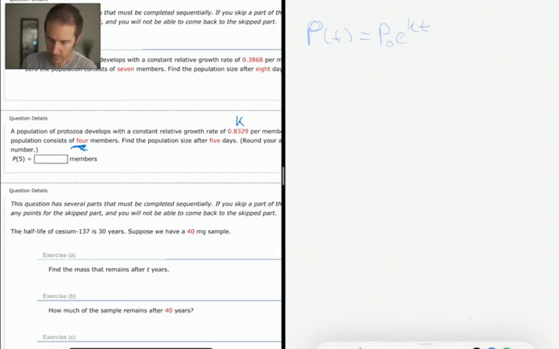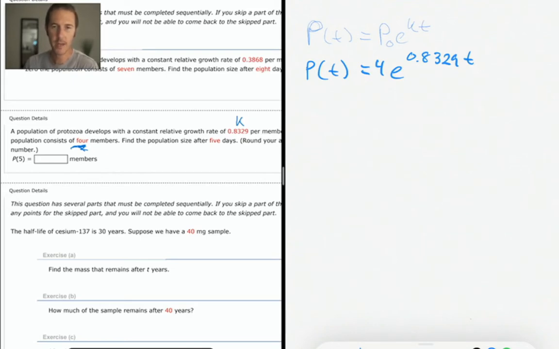So let's start plugging in some of this given information. We can write P of t as equal to our starting population, which is 4, times e to the 0.8329 times t. We don't know what t is yet. This is a nice entry-level problem where we're just being handed some of the information. We didn't have to do a bunch of work with natural logs to calculate our k value, and we didn't even have to plug a 0 into a formula to find that the initial population was 4. That was just given to us.